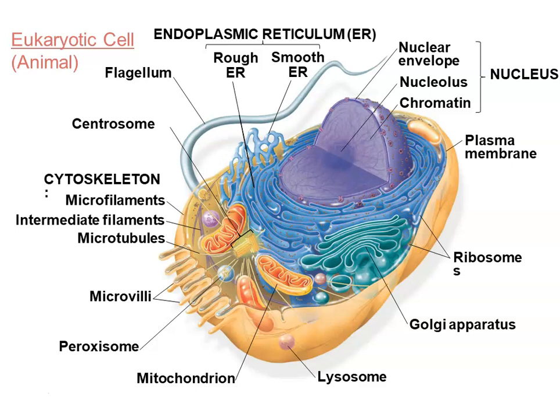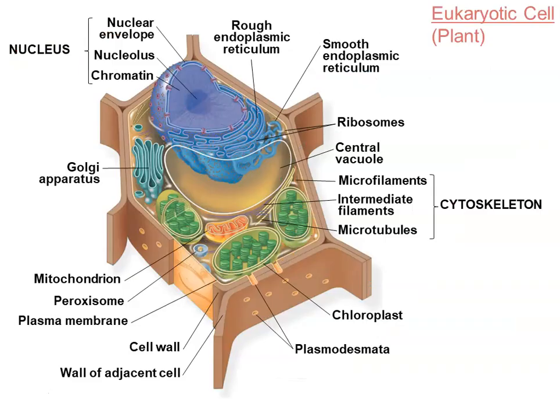And as the proteins are made from the amino acids joining together, they can then be processed and packaged and sent off on their merry way using the Golgi apparatus.